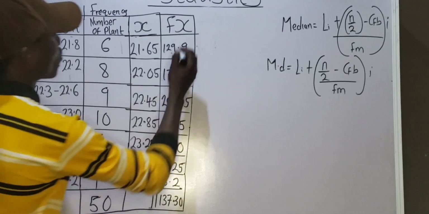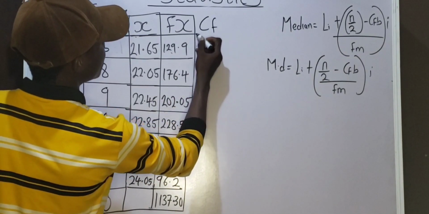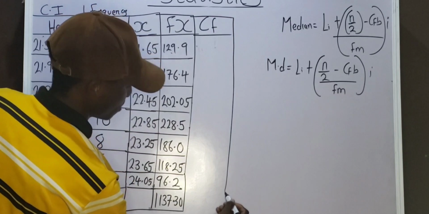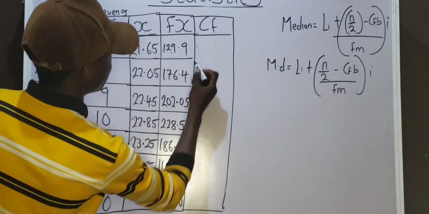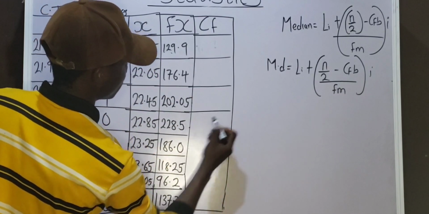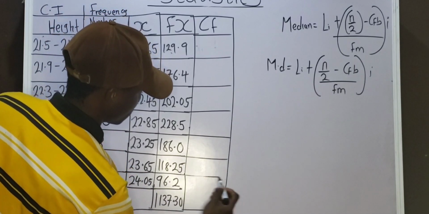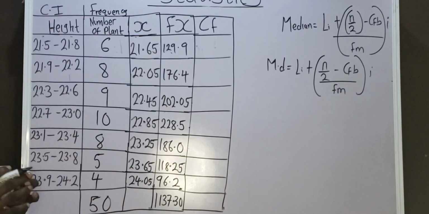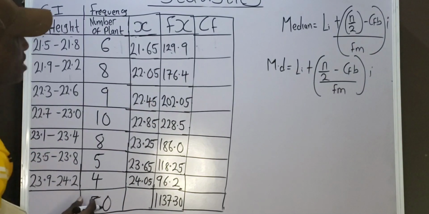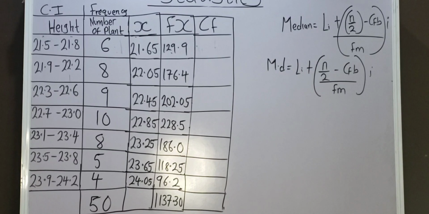So I'm going to have another column for cumulative frequency, CF. Please, do you understand? CF stands for cumulative frequency. Now cumulative frequency is the summation of the subsequent frequency. To get the cumulative frequency of a cell, it is the summation of all the frequency before the cell. Are you getting it?